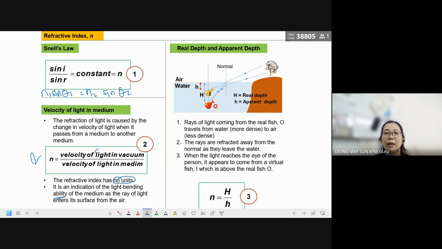So for real depth and apparent depth, real depth is at a deeper position. Apparent depth is much higher, which means the apparent depth is actually less compared to the real depth. So the formula uses capital H for real and small h for apparent. Apparent means the position of the image, while real depth is the depth of the real object. So this is the formula for refractive index.